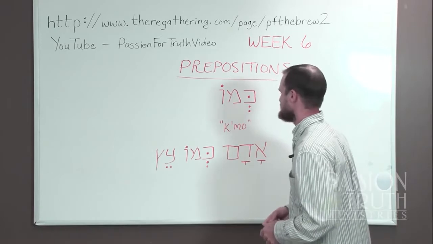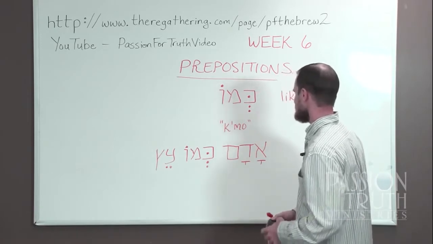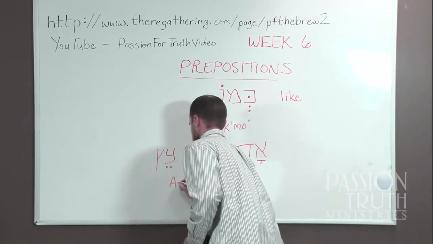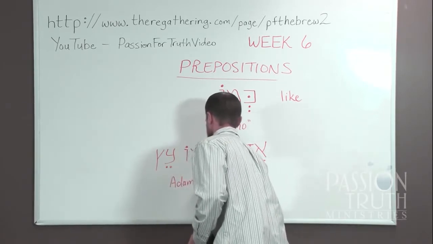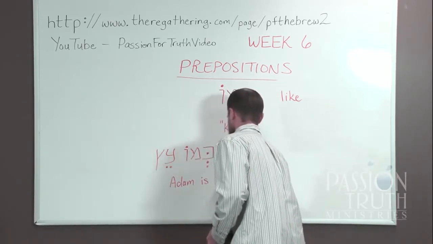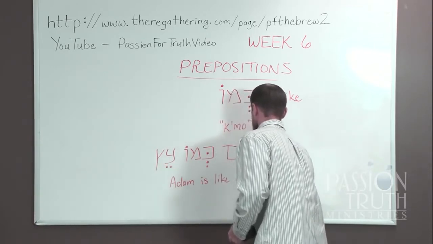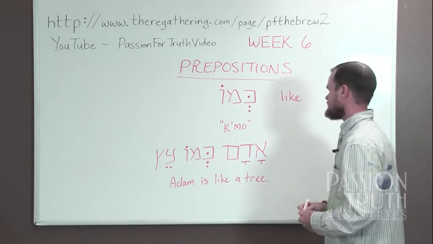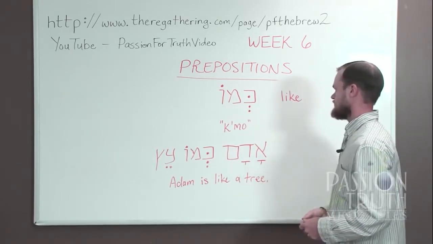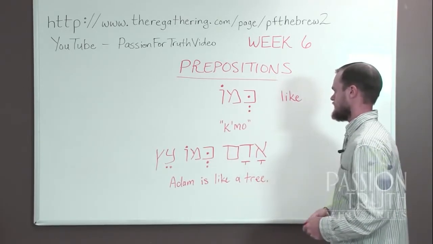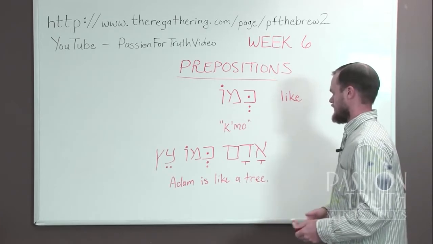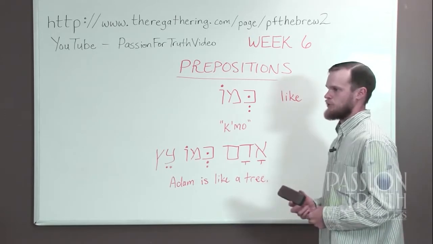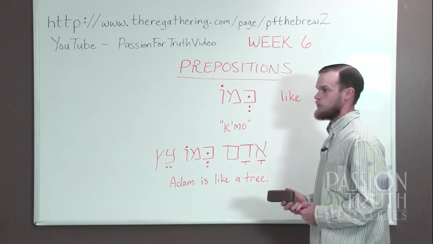Okay? So that'd be the translation here. Adam is like a tree. So pretty straightforward on the meaning of kemo.